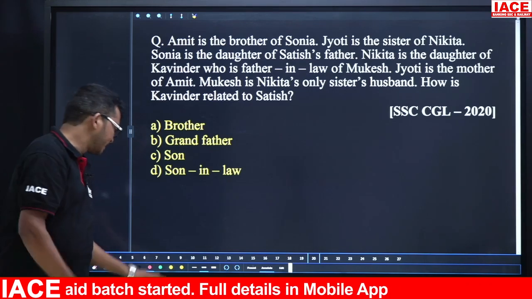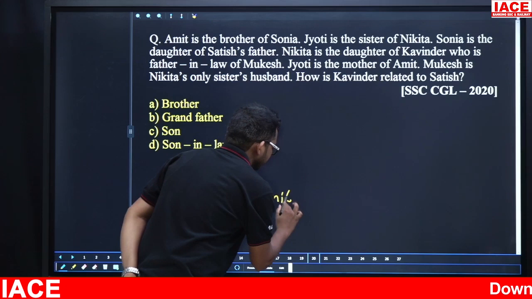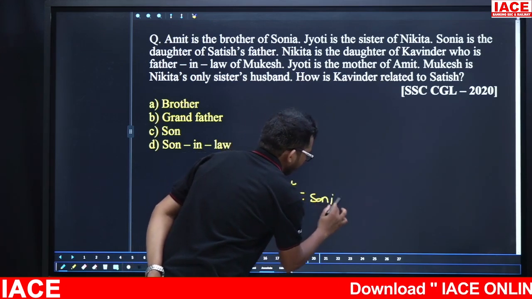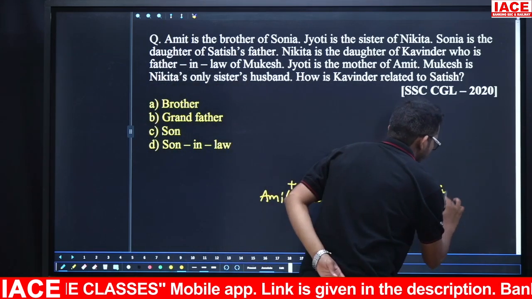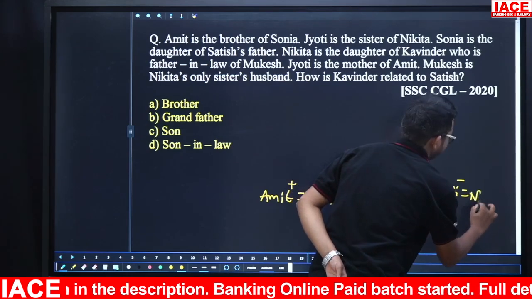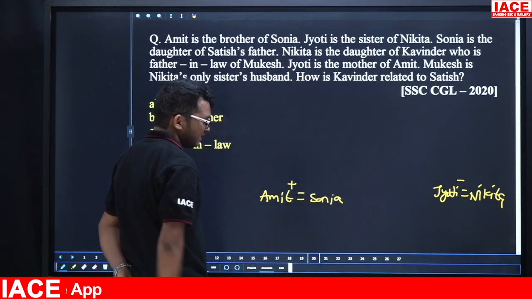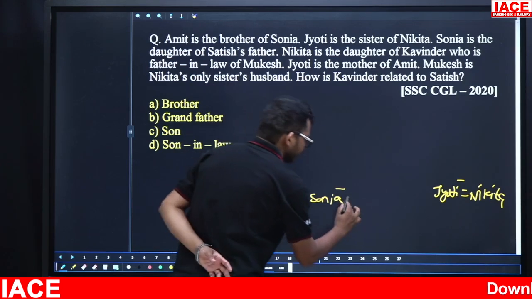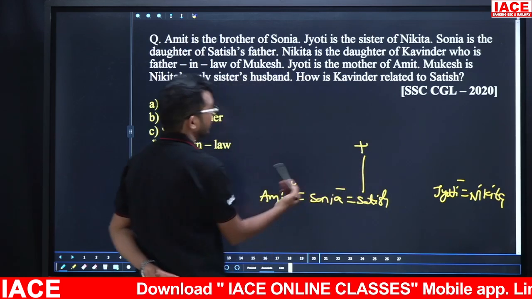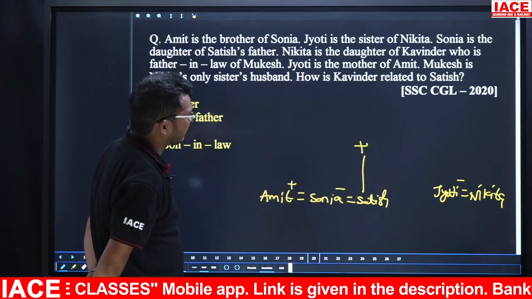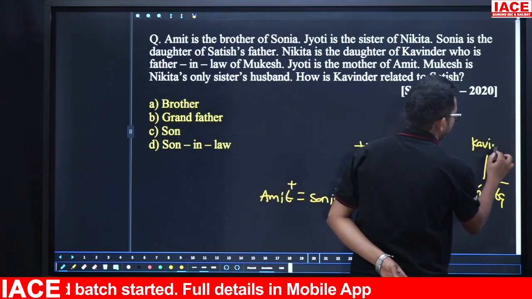Time up. So take the given one. Amit is brother of Sonia. Friends, take Amit. This Amit is brother of Sonia. Next one, Jyoti is sister of Nikita. Take Jyoti. This Jyoti is sister of Nikita. Go for the next one. Sonia is daughter of Satish's father. That means Sonia and Satish are both siblings. Next, Nikita is the daughter of Kavinder. This Nikita is daughter of Kavinder.